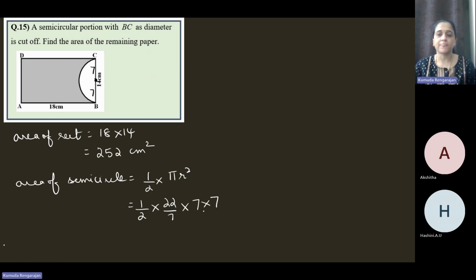Pi is not given. Yes, not 3.14. You should not use 3.14 for pi. It's not our choice. You should always use 22/7. Only if 3.14 is given should you use 3.14. Otherwise, we should not use it. If they ask you to take 3.14, you should not take 22/7.